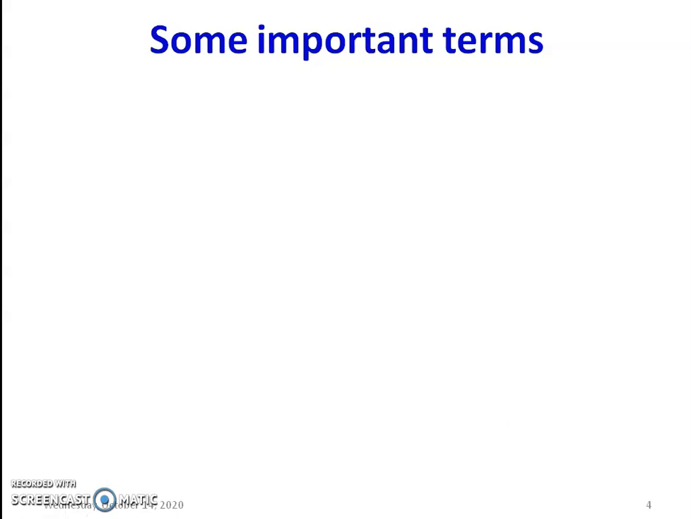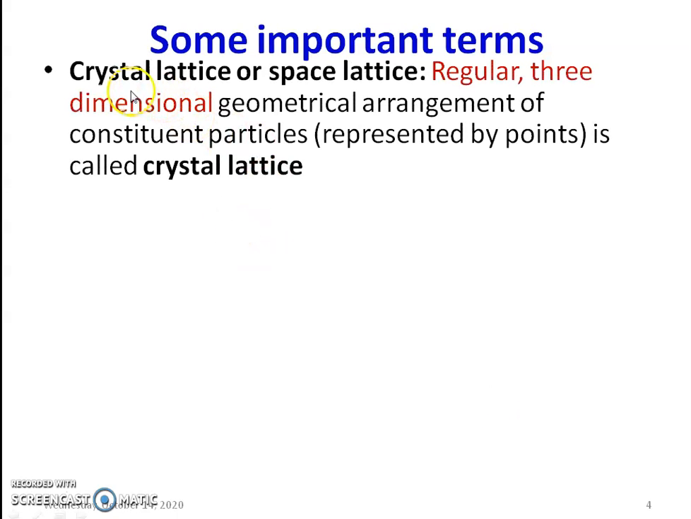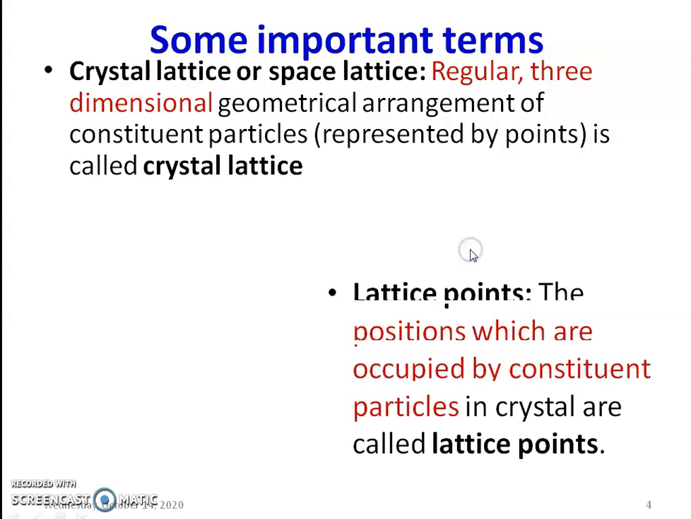Now some important terms used in solid state chemistry. The first term is, what is the meaning of crystal lattice or space lattice? The regular and three-dimensional arrangement of constituent particles in space is called the crystal lattice or space lattice. Already I told you a solid is formed by constituent particles, that is atoms, ions or molecules, and these constituent particles are called lattice points.